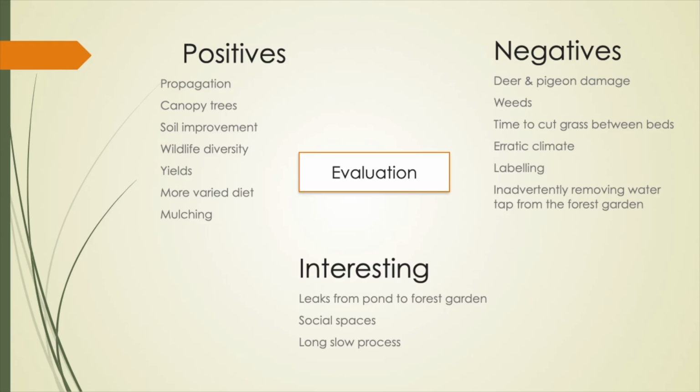In terms of interesting, so obviously planting a forest garden is a very long, slow process. It can take decades to get full maturity, and that has its ups and downs. It feels like you're not getting anywhere fast, and you're waiting for trees to mature for maybe 10 years before you get harvest.